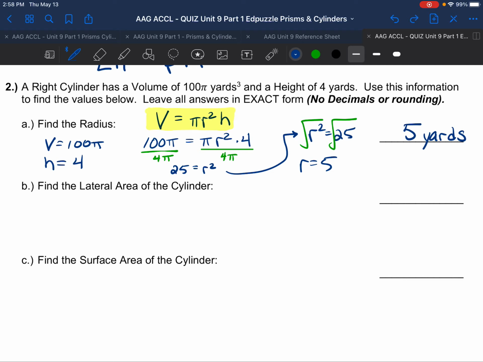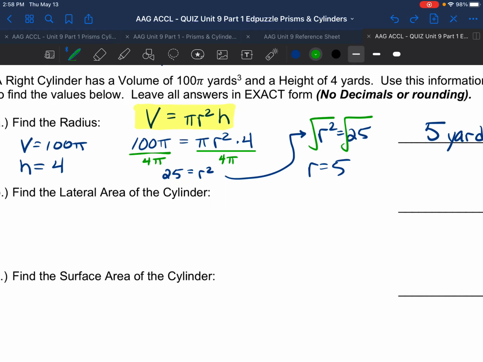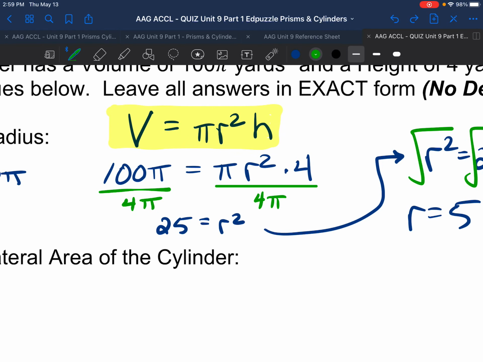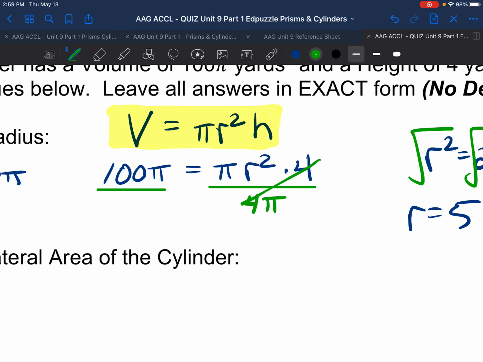I'm now going to substitute the volume and the height, and then the only variable left is going to be my radius. Okay, now, after zooming in a little bit, originally we had 100 pi equals pi r squared times 4. Now, I just thought, you know what? Sure, I could divide out the pies in the first step. I could divide out the 4 in the second step. But listen, why don't I just divide by 4 pi, and then I can clear out my 4s and my pies in one shot, okay?